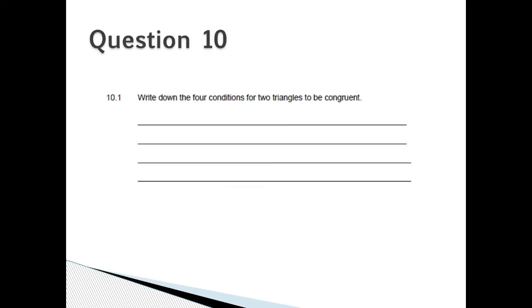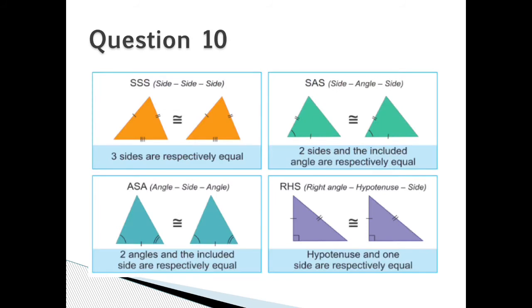Question 10.1. Write down 4 conditions for two triangles to be congruent. In order for them to be congruent, the following needs to be applicable. The 3 sides need to be equal. Side, side, side. Or the 2 sides and the included angle are equal. So it's side, included angle, side. Or two angles and the included side are equal. So you'll have the angle, side, angle.